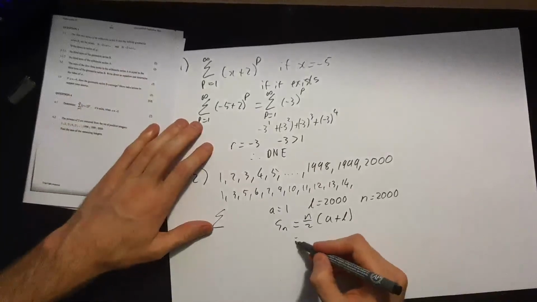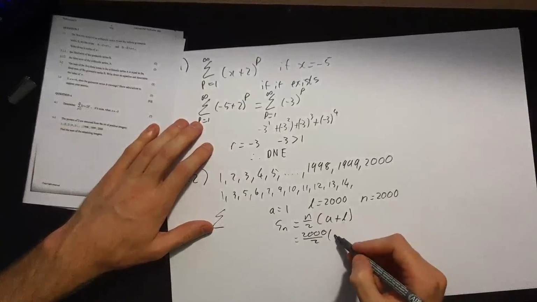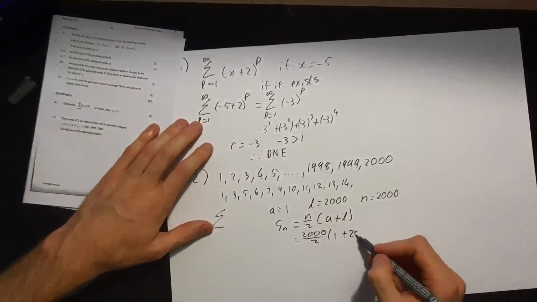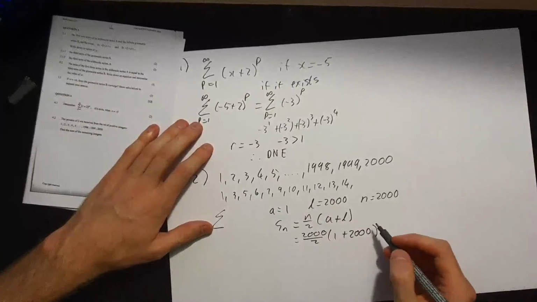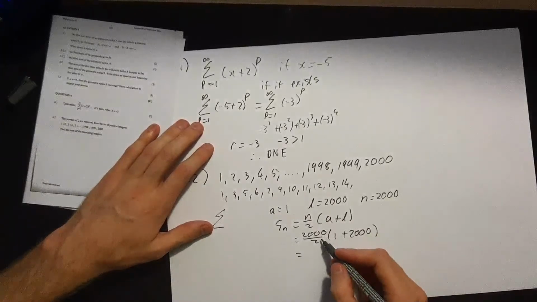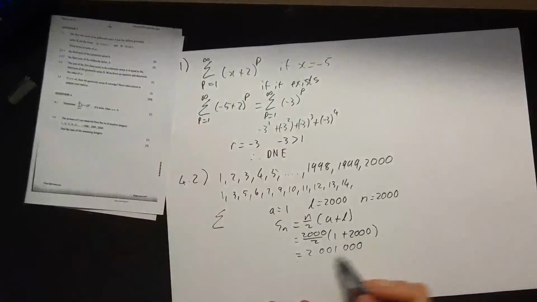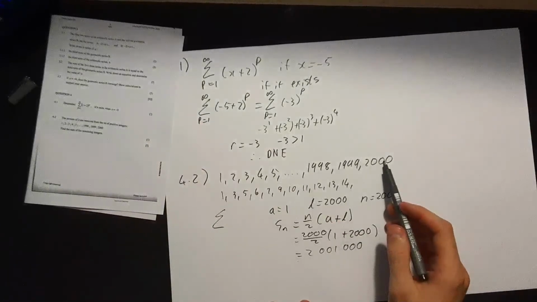Okay, so if we calculate that over there, we've got 2000 over 2, a is 1, plus 2000. If we solve for that, we are just going to get a big number of 2,001,000. Okay, so that's the sum of everything.